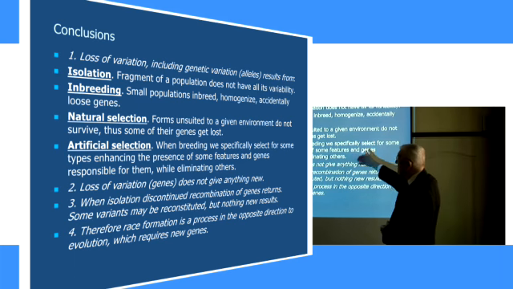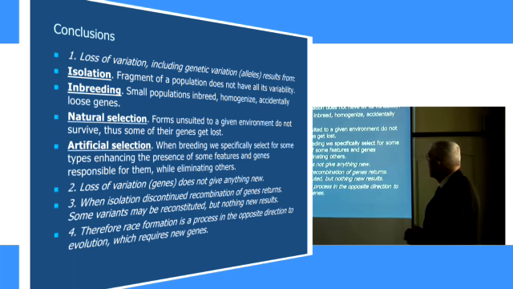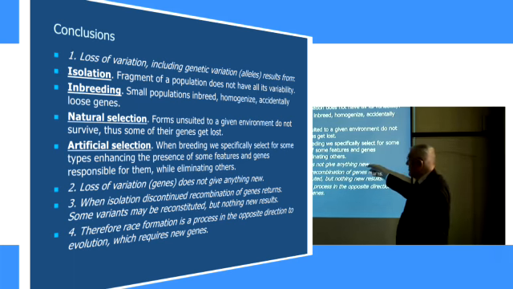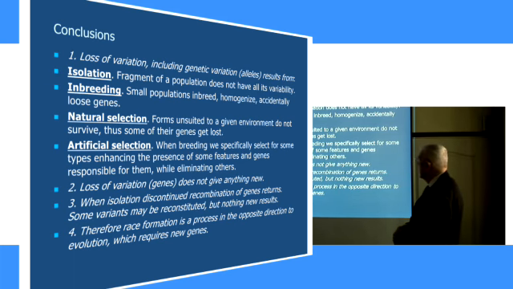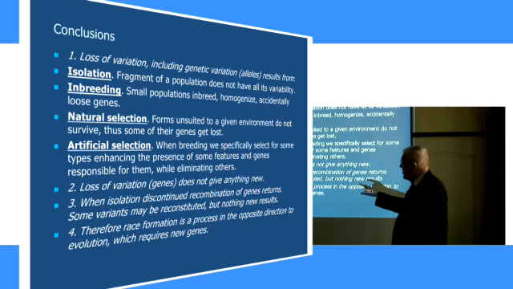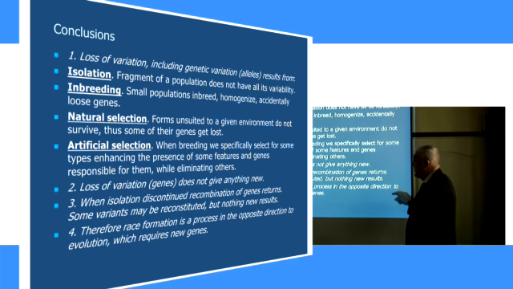When we come to artificial selection, the breeding is much more intensive. We select for some special types, enhancing the presence of some features and genes responsible for them, while eliminating others. The important thing to note is that loss of variation of genes does not give you anything new. When isolation is discontinued, we get recombination of genes and the variability returns. Some variants may be reconstituted, but nothing new results. Therefore, race formation is a process in the opposite direction to evolution, which requires new genes.